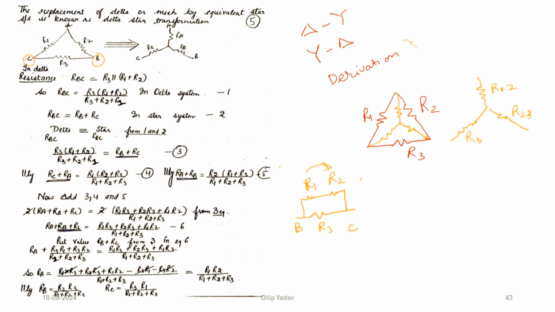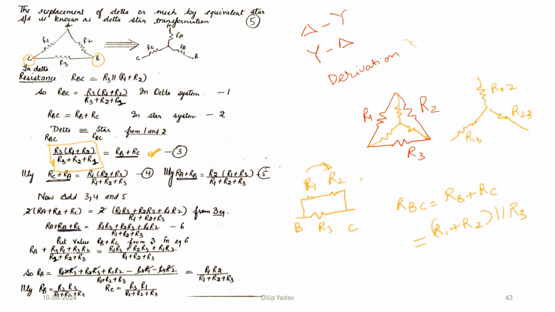So we can write RBC is equal to RB plus RC. We can write this also. So it is equal to R1 plus R2, because these two are in series, and it is in parallel with the R3. So if we are going for this, we will have this equation, that is R3 (R1 plus R2) upon R1 plus R2 plus R3. That's the equivalent circuit, that is for the RBC.